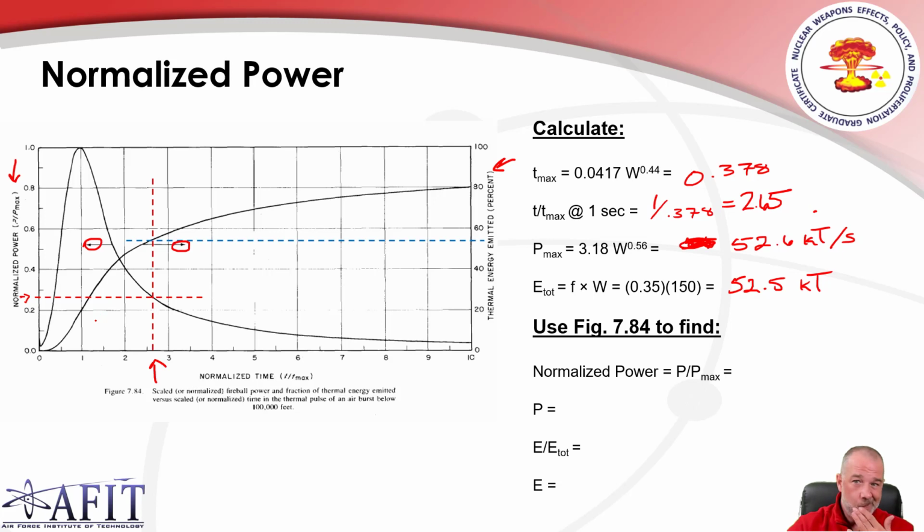That's about, I don't know, 0.27, 0.2, we'll call it 0.25, sure. Make things easy. So now we have some new information where we have 0.25 for our P to P max. So now we can solve for the power, instantaneous thermal power at that 1 second point.